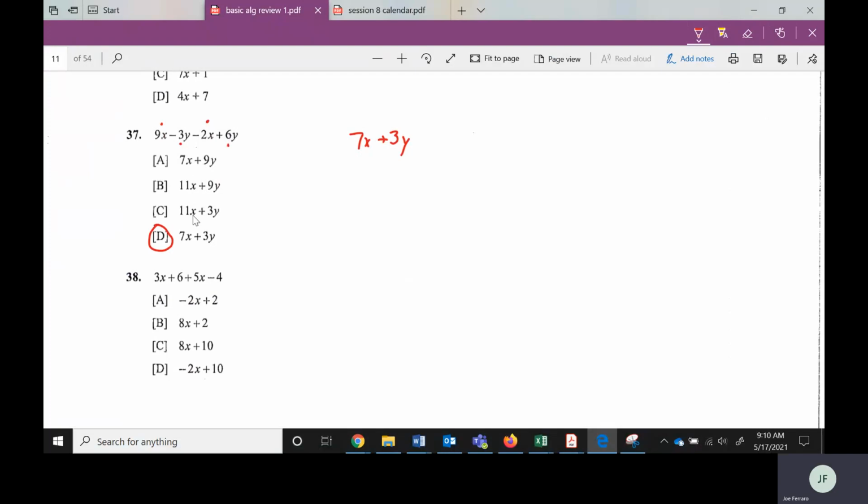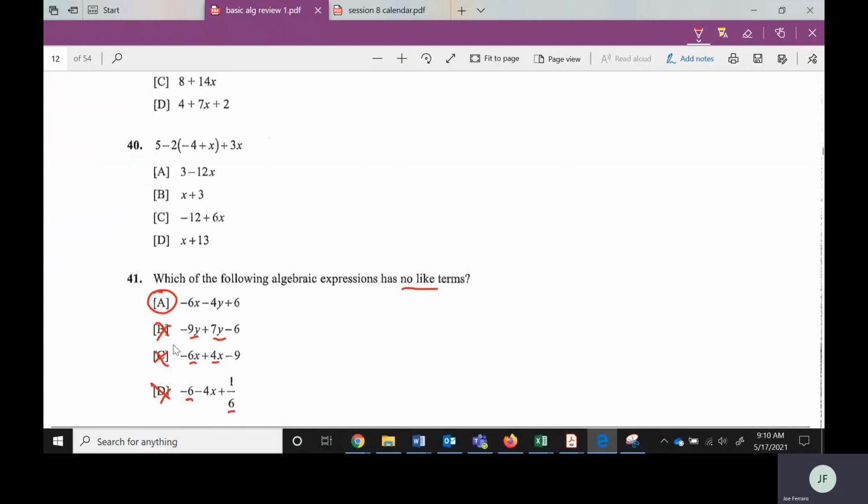Okay. Going to stay on the same page. We're going to do the next problem, number 38 here. We have a 3x and a 5x. Those are like terms. So put those together to get 8x. We have a 6 and a minus 4. Those are like terms because they have no variable on them. 6 minus 4 gives you a plus 2. There's 8x plus 2.